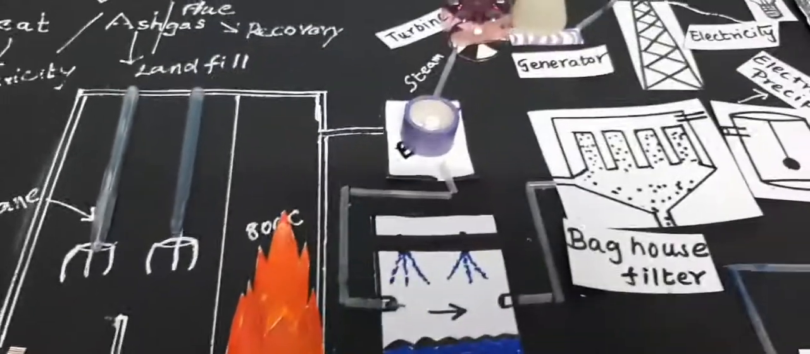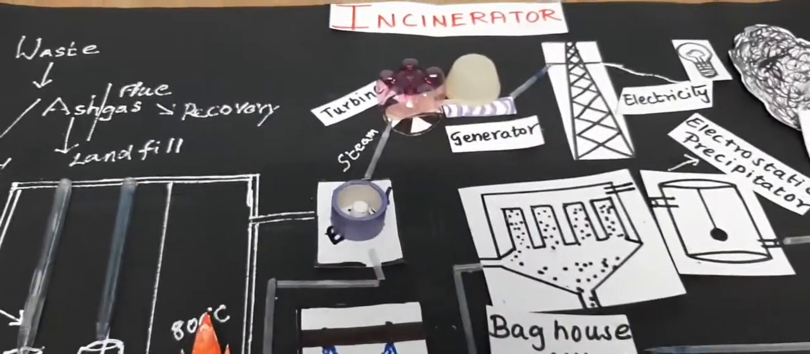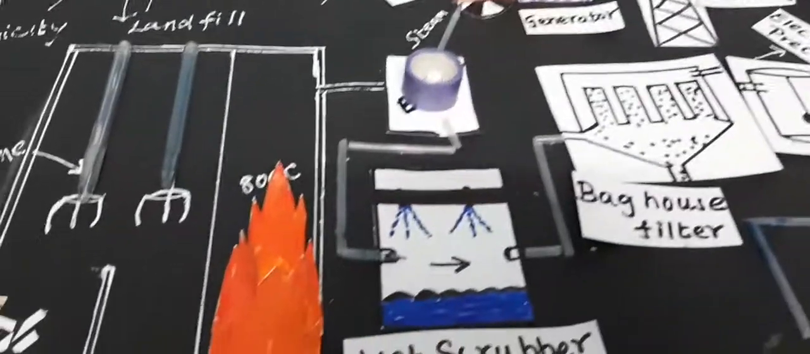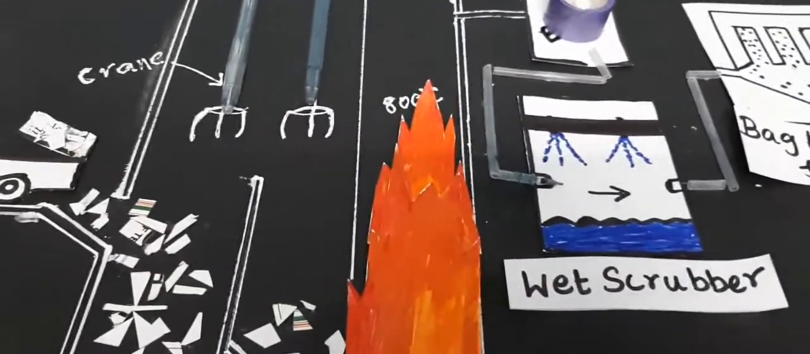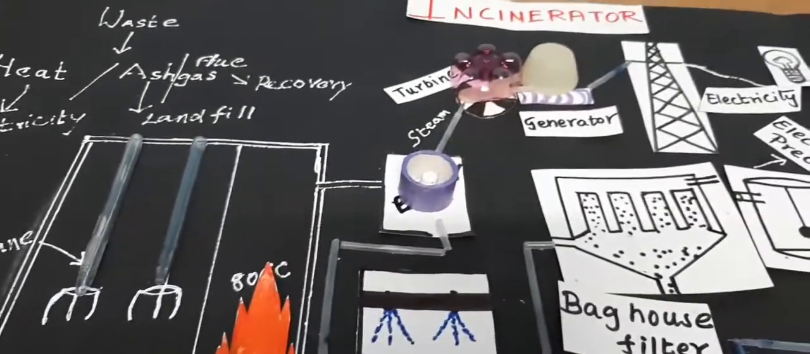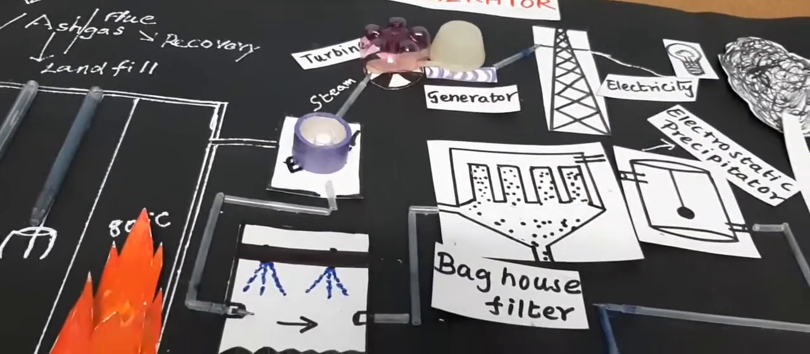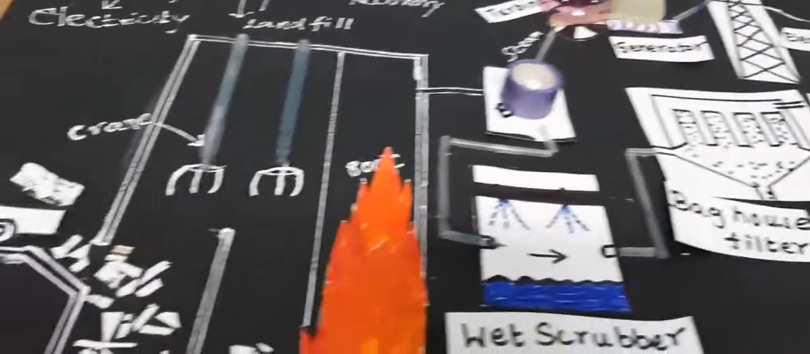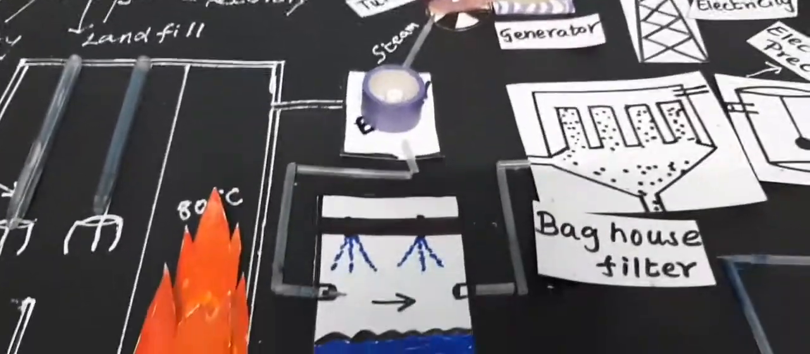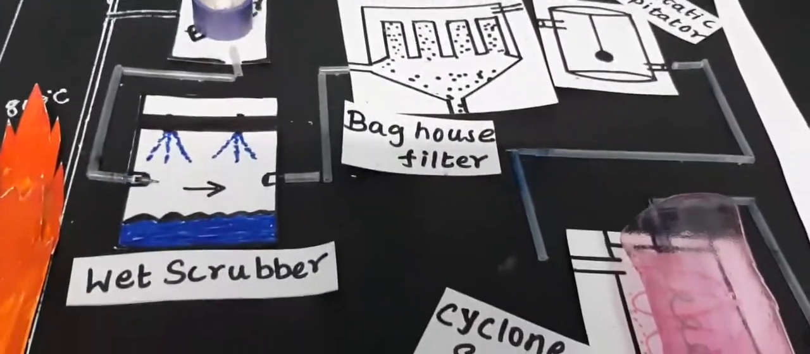Hello guys, in this class I'm going to explain to you the process of incineration. It is a waste treatment process by which waste materials are burnt and the heat energy is recovered as electrical energy. To explain it, I have made a simple chart out of the waste material itself.